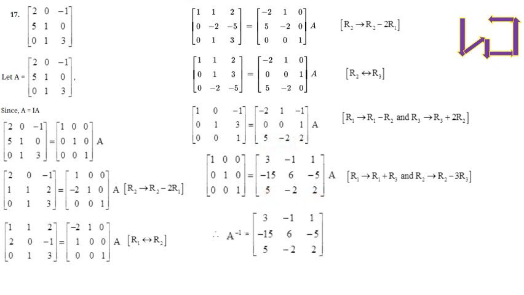It becomes the same. Now, on the left side, if you check, it becomes an identity matrix of order 3. So finally, A inverse is equal to 3, minus 1, 1, minus 15, 6, minus 5, 5, minus 2, 2. That is this matrix. Hope it is clear.